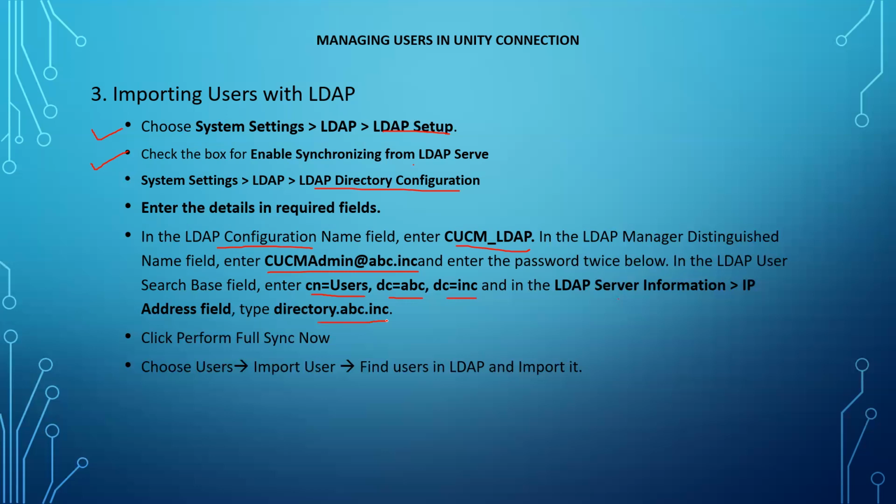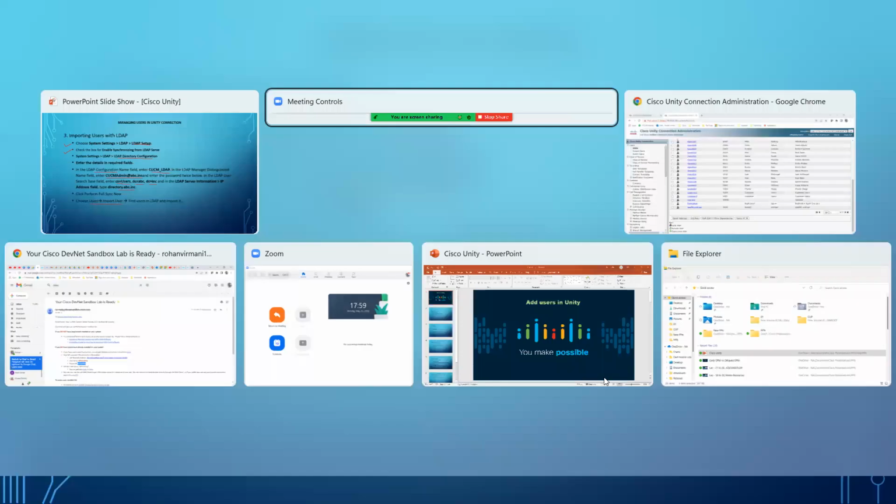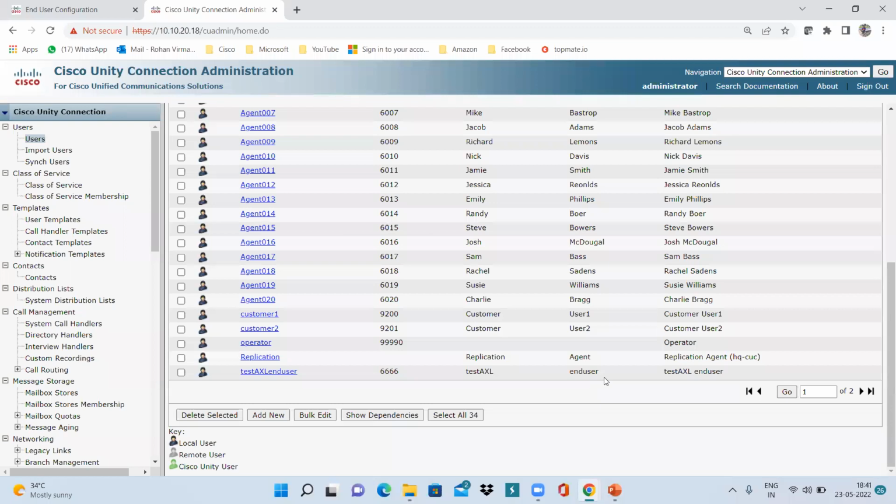I will show it to you on Unity, where you can go and do the configuration as per your requirements. If your company says you need to do this configuration, at least you can do it. Once you add all these details, you need to click on perform full sync now. It will sync and add all the users. Then you go to users, import user, and you can find users in LDAP and import them. Then you can verify it in Unity by going to users. So now let me show you where you can do the configuration in Unity.